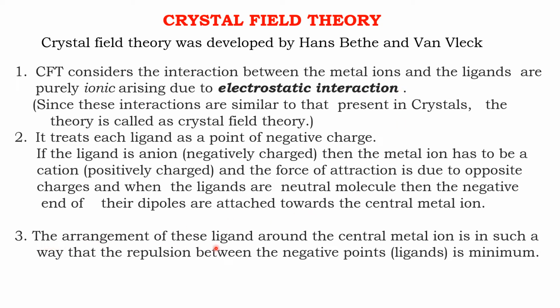Then the ligands are arranged around the central metal ion in such a way that the repulsion between the negative points is minimum. So when we place the negatively charged or negative rich ligands around the metal, the repulsion should be minimum, so the ligands should be placed at maximum distance around the central metal ion. These are the basic proposals of crystal field theory.